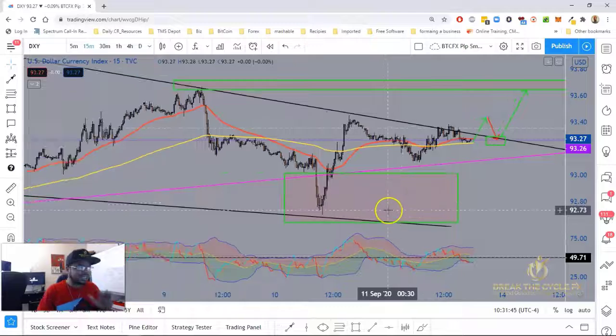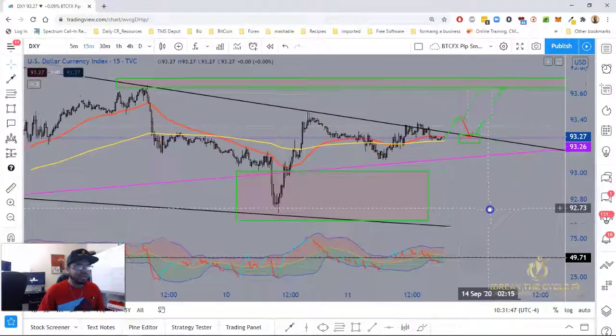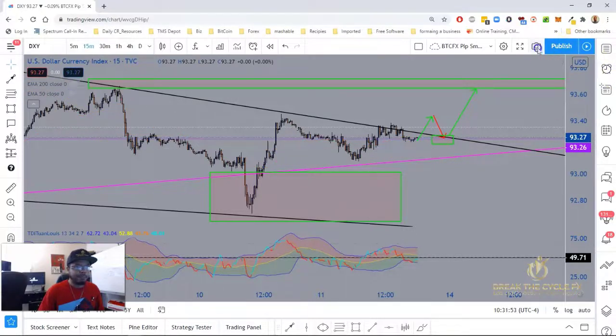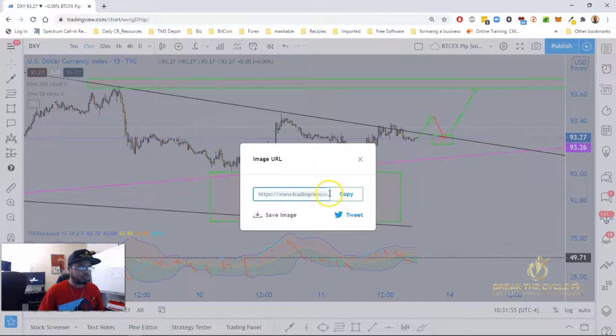So, this is the dollar index, 15-minute time frame. Let's talk about it. Everything's looking good, and we're going to keep an eye on it, okay? Let me take that.